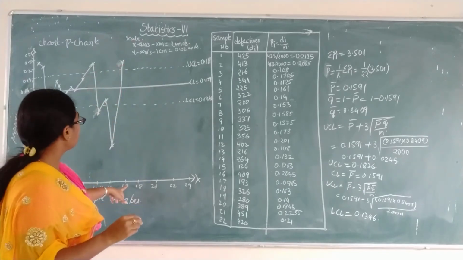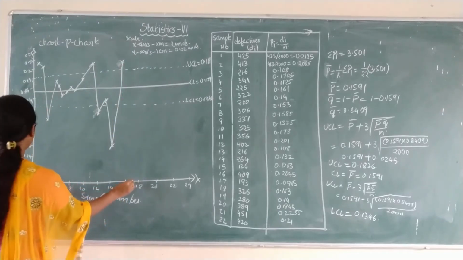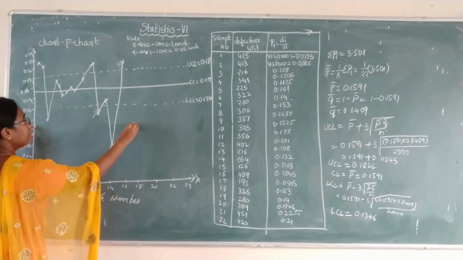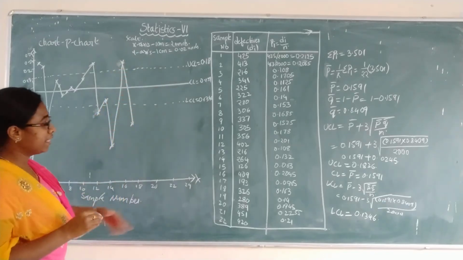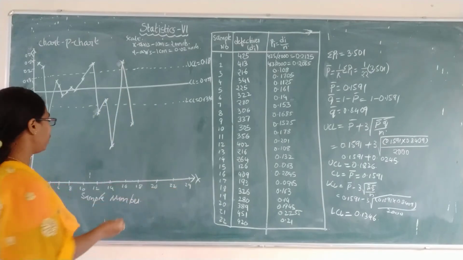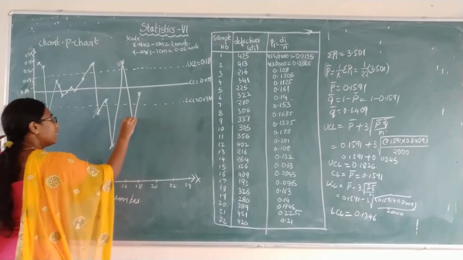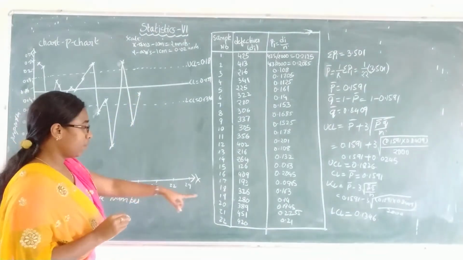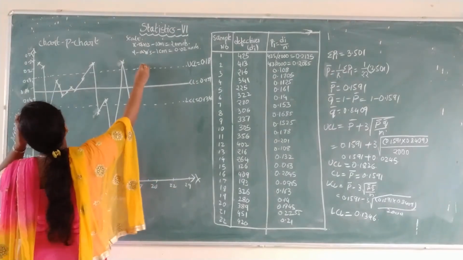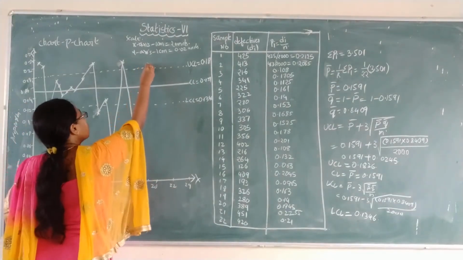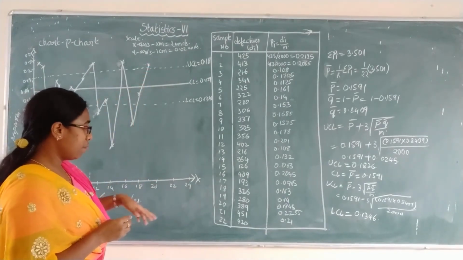Next, for the 17th sample, the value is 0.09. It is here. Join it again. Next, for the 18th sample, the value is 0.14. Join it. Next, for the 19th sample, the value is 0.19. Join it.